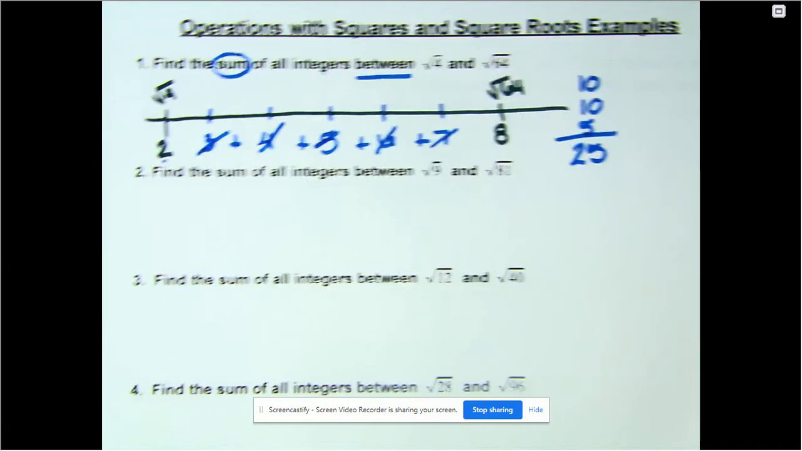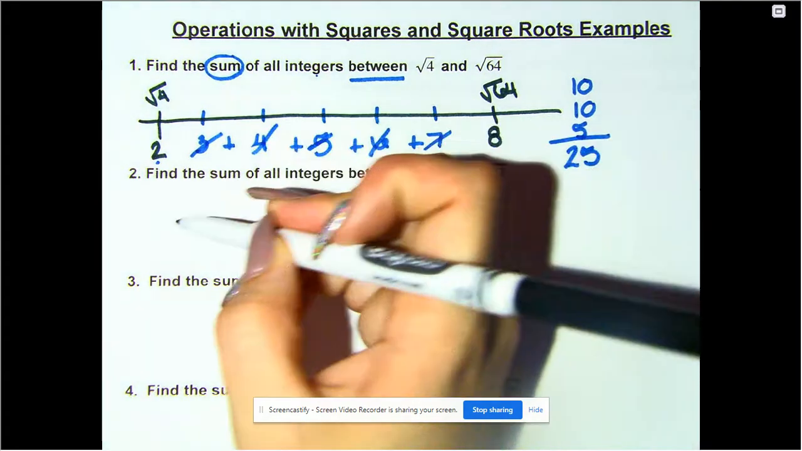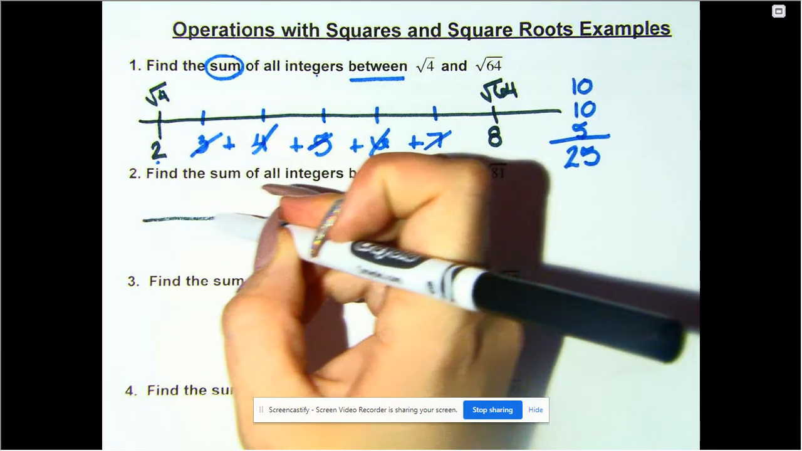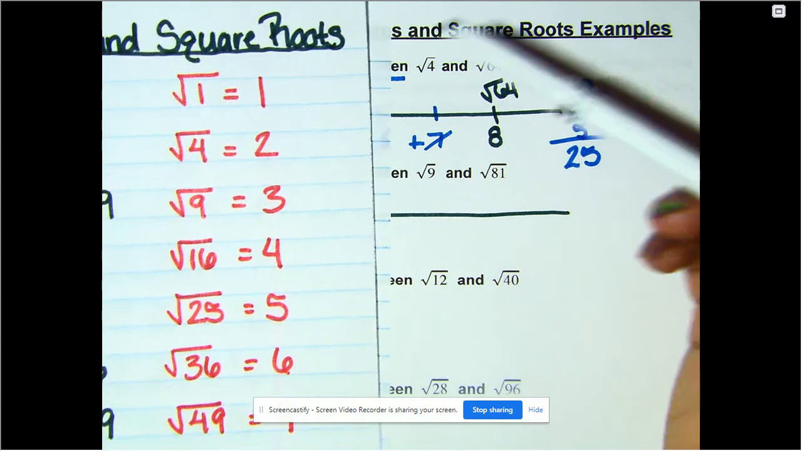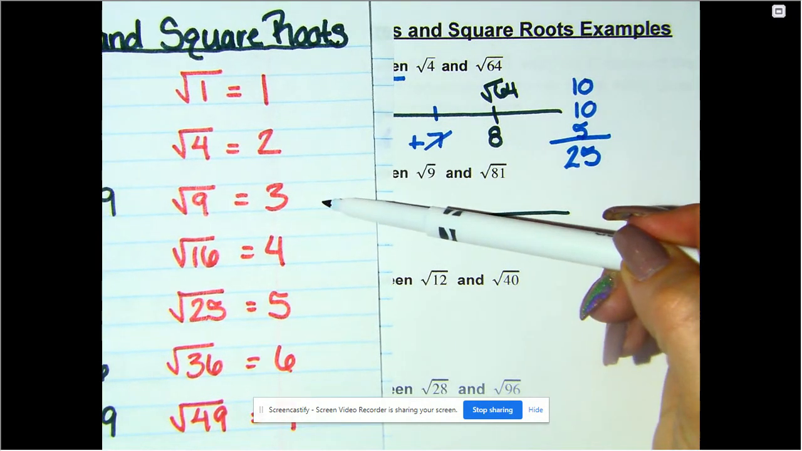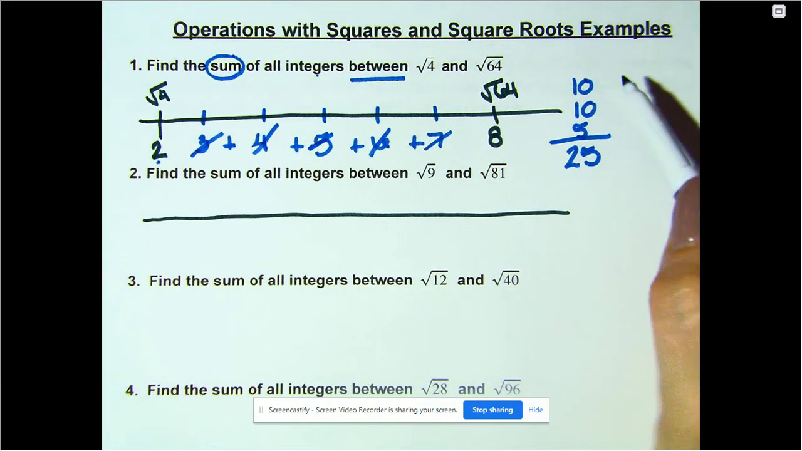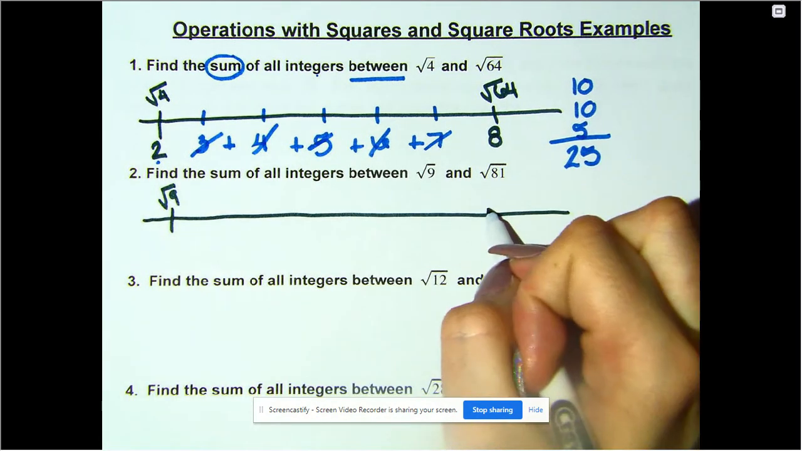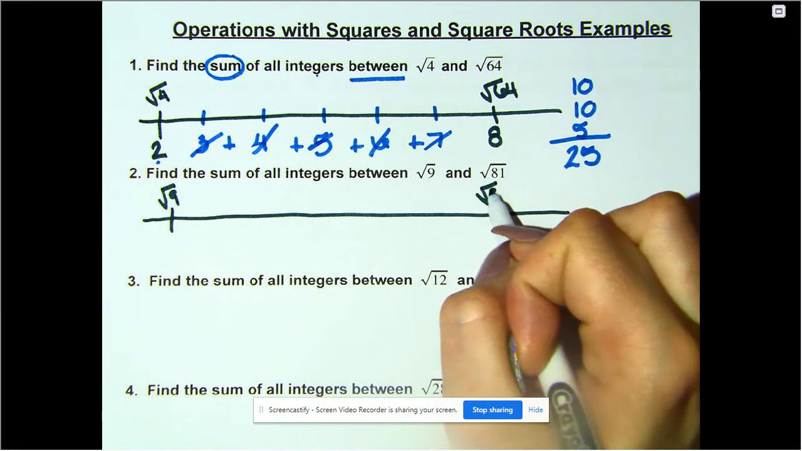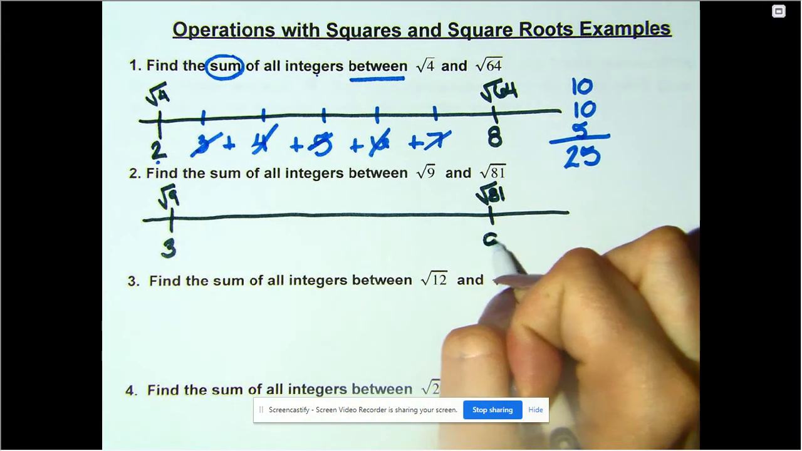Okay, on number 2, find the sum of all integers between the square root of 9 and the square root of 81. So I need a number line again. As I take out my perfect square list, I see that the square root of 9 is 3, and the square root of 81 is 9. So I'm going to place the square root of 9 on here, and then the square root of 81. Square root of 9 was 3. Square root of 81 is 9.